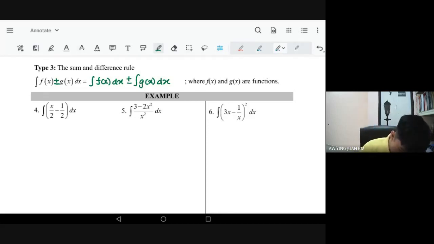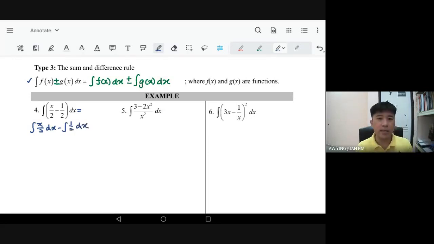Example number 4. You nak straightforward integrate pun boleh. You nak guna type 3 pun boleh. Yang ini saya tak kategorikan dia. Maksudnya saya tak purposely pergi kategorikan dia. Saya just 1 and 2. Okay, 1 and 2. So kalau saya kategorikan dia, saya dapat x over 2 minus integrate 1 over 2. Itu situasi dia. Okay, sum and difference.